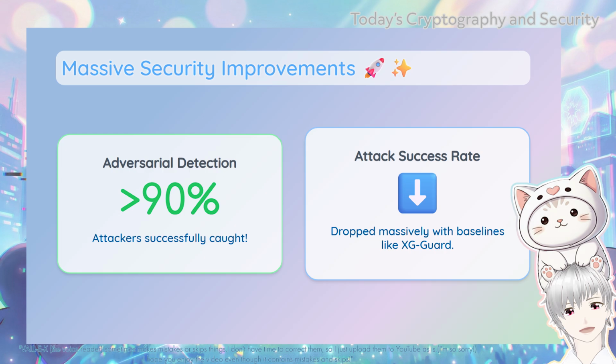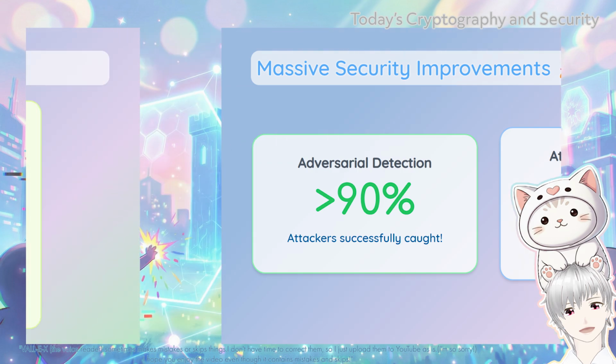Also, they measured things like the attack success rate, which is the percentage of the group that gets tricked into giving the wrong answer, and the adversarial detection rate, which is how many bad guys the defense correctly catches. When they turned on the baseline defenses like G-Safeguard, the attack success rate dropped massively, and the detection rate went super high, often catching over 90% of the attackers. That is a huge improvement, right?